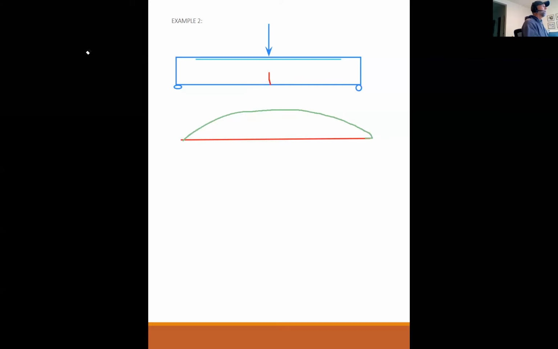Okay? Now the opposite happens if I have a beam and I have a support system that looks like this and maybe looks like this. Okay, now what is going on with this beam?